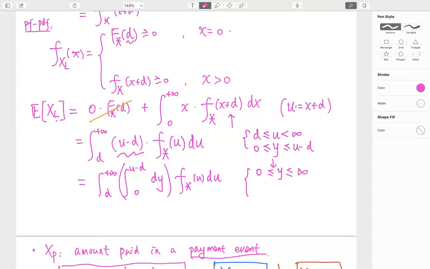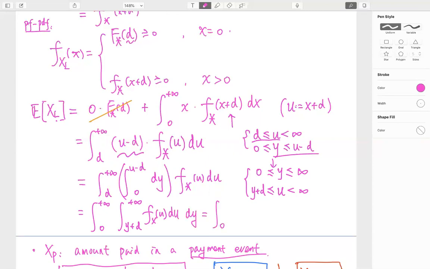Okay, my u is here. So I have d, and from here is u greater than d. From here is u greater than y plus d. So I take the bigger one, y plus d less than infinity. So, from 0 to infinity, now I have y plus d to infinity for f_X(u) du, and I have dy from 0 to infinity.